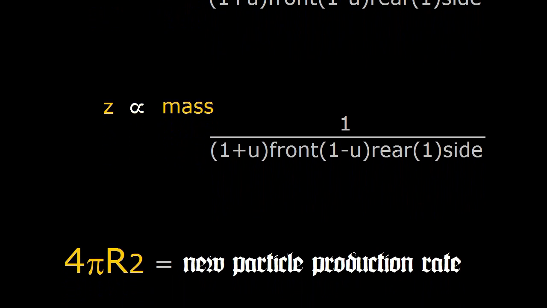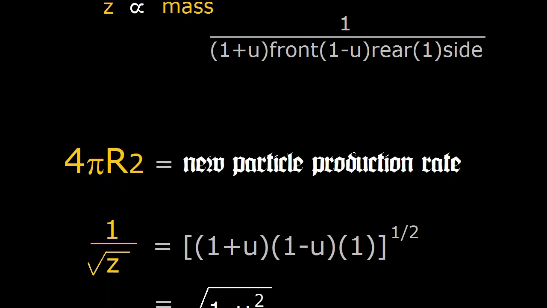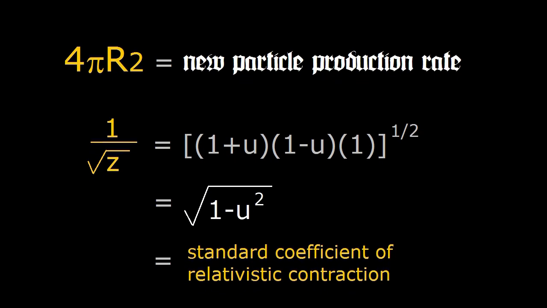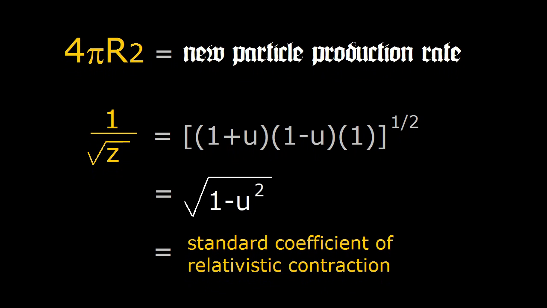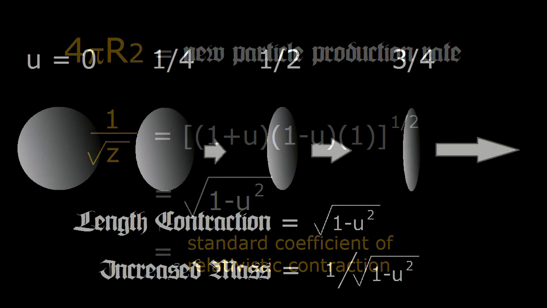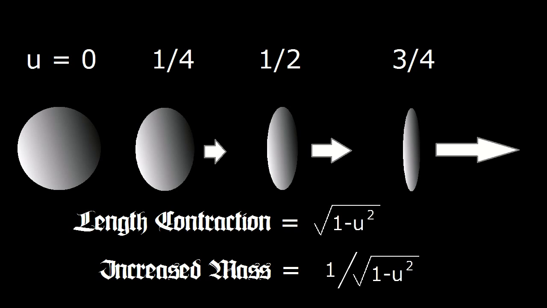The total number of fields encountered per unit time must remain constant at 4 pi r squared for all velocities less than c. Therefore, only the reaction velocity in the direction of motion is affected, which in turn determines the Compton wavelength. Here is the standard coefficient of relativistic contraction. So we have a contraction of the beta field in the direction of motion, which we can interpret as increased mass energy, and as a magnetic field if the beta field has a charge associated with it.